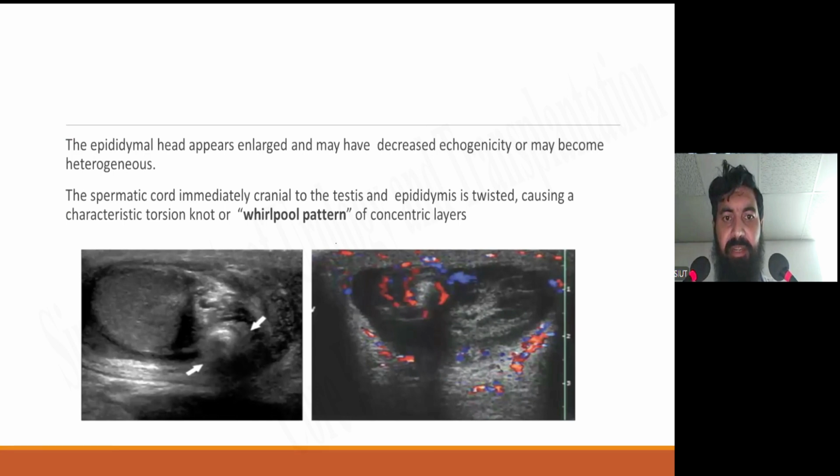The spermatic cord immediately cranial to the testis and epididymis is twisted, causing a characteristic torsion knot or whirlpool pattern of concentric layers. This is the whirlpool sign. This also shows the whirlpool sign.